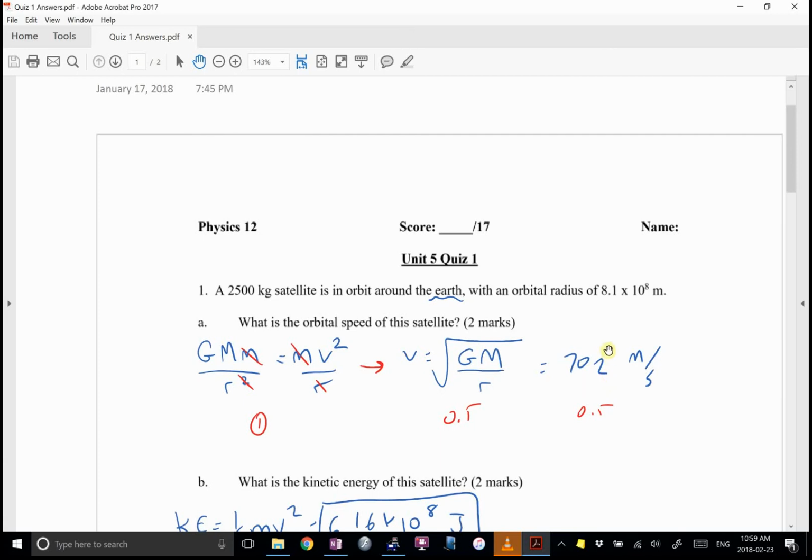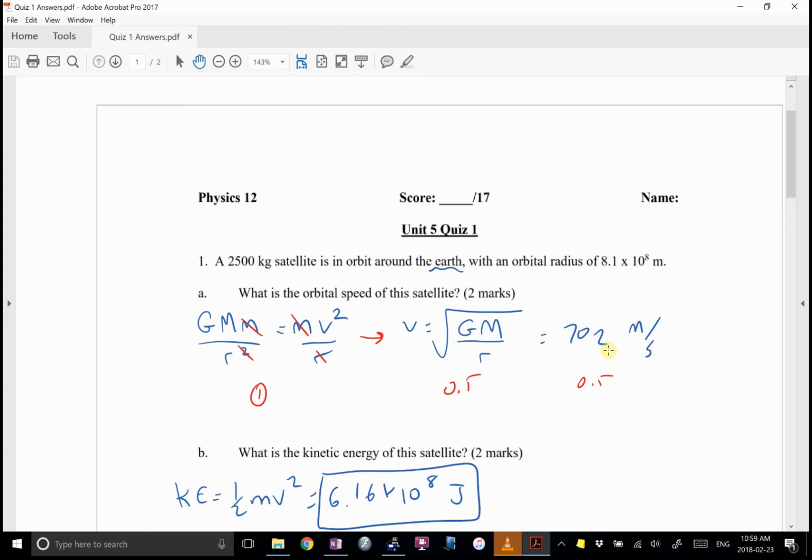What's the kinetic energy? I just went to half mv squared. I happen to have the v still on my calculator, and I got a kinetic energy of 6.16 times 10 to the 8th. I can't remember if it was in this class, might have been. Somebody got that 702 when they were doing this, and they came to me and said, Mr. Dewitt, that seems really small.